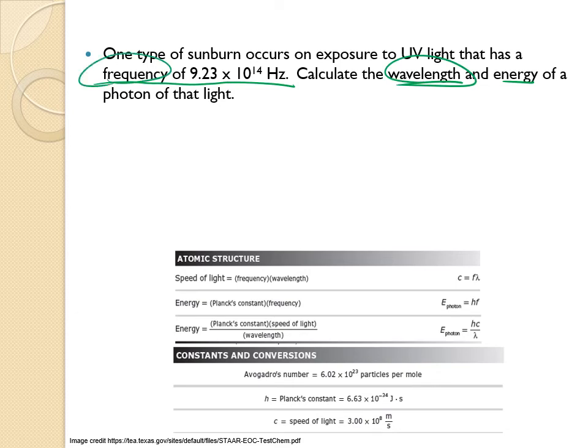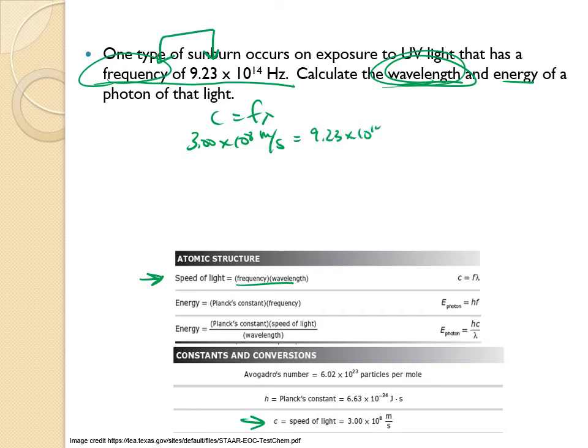We have frequency and wavelength. The formula that puts those two together is: speed of light, c, equals frequency times wavelength. Speed of light is 3.00 times 10 to the 8th meters per second. We're going to set that equal to the frequency, which is given to us in the problem, 9.23 times 10 to the 14th hertz.